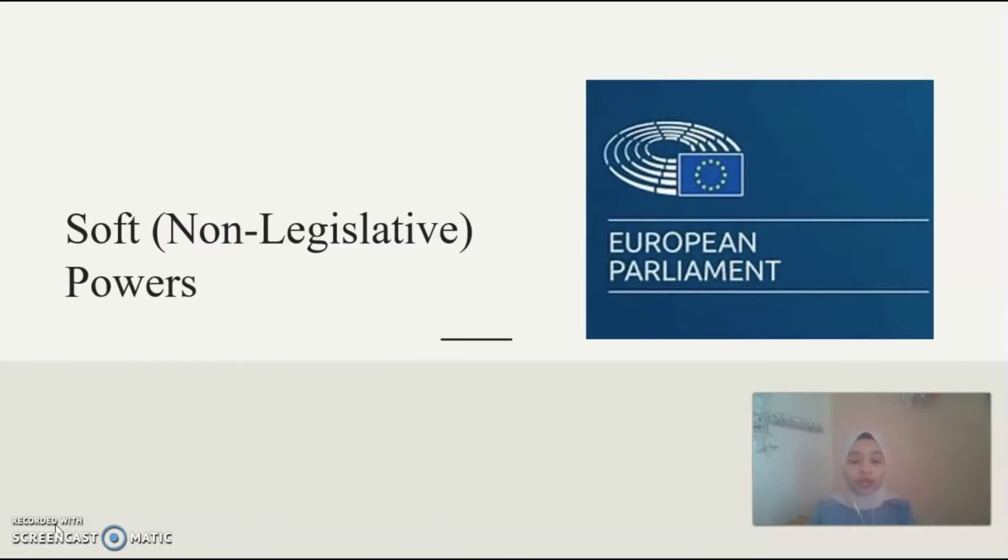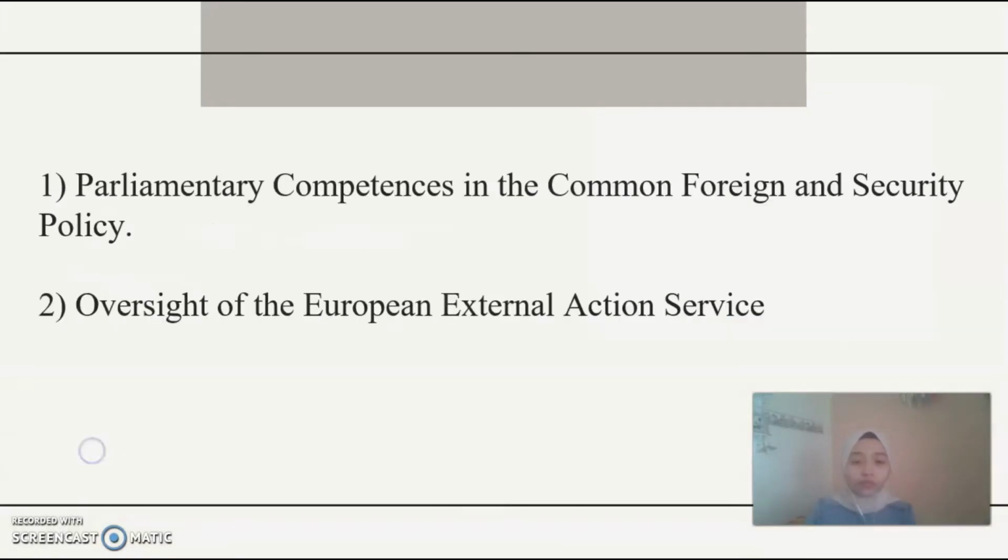So I will continue about the soft non-legislative power. There are four points under the soft non-legislative power. So we go to the first point.